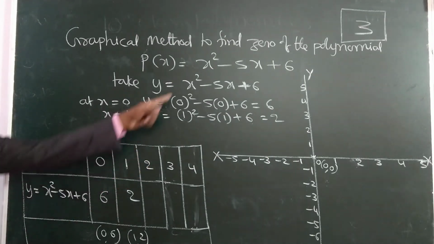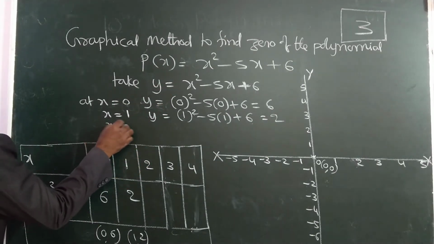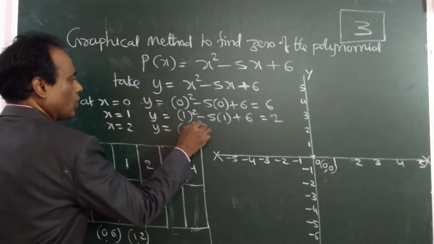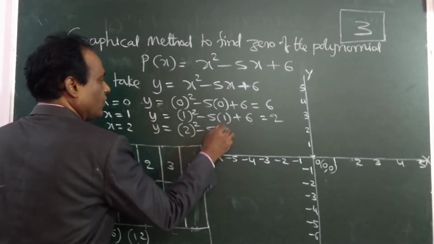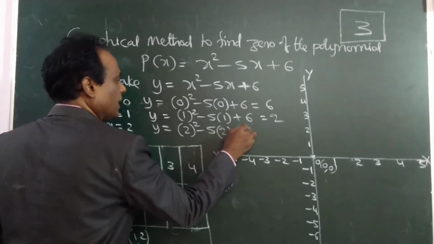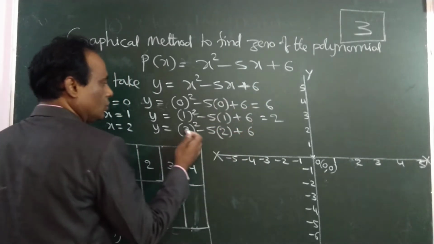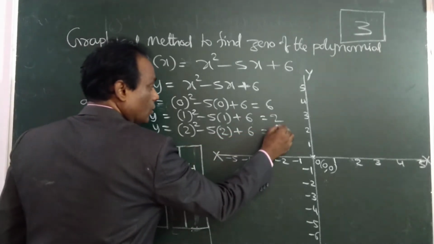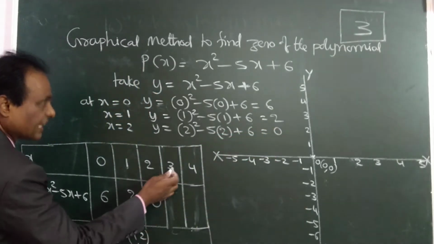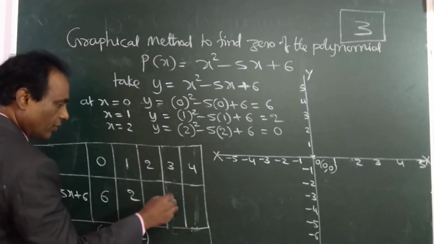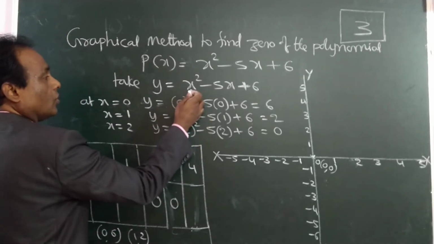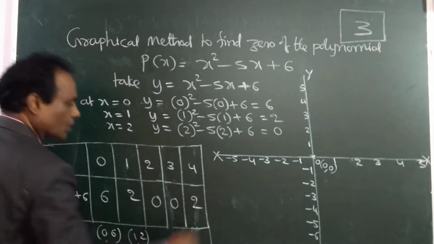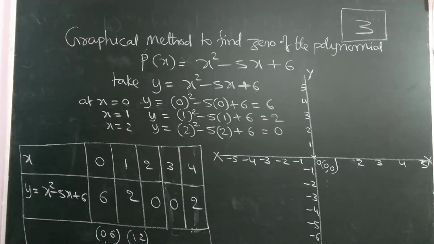Take x is equal to 2. Y is equal to 2 square minus 5 into 2 plus 6. 2 square is 4, 4 plus 6 is 10, minus 10 is 0. So this will be 0. Take x is equal to 3 and substitute. We will get 0. X is equal to 4. 4 square is 16 plus 6 is 22, minus 20 is 2. We will get like this.